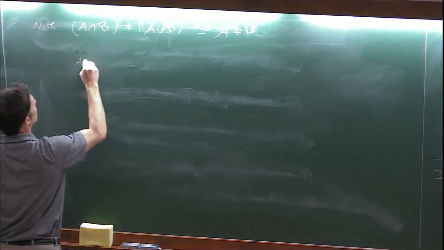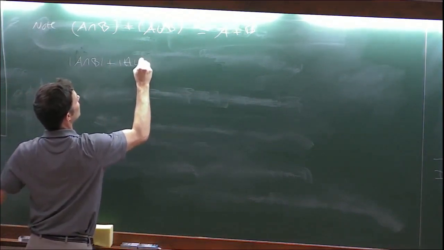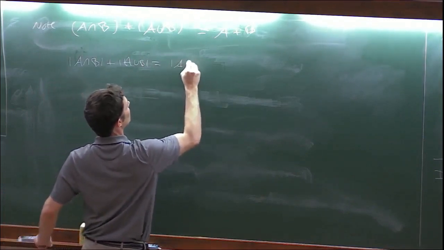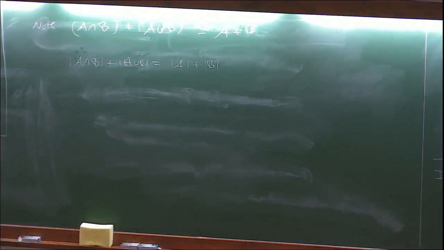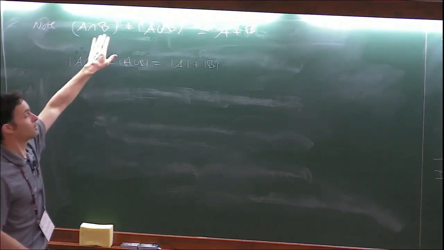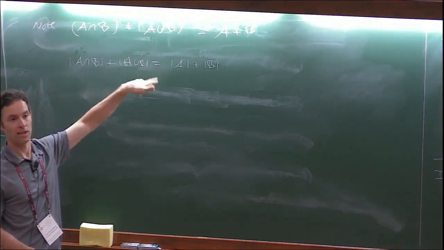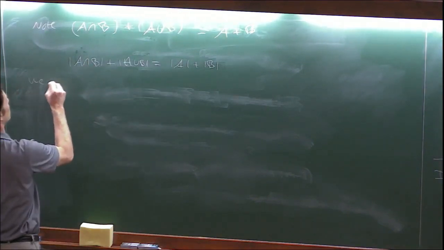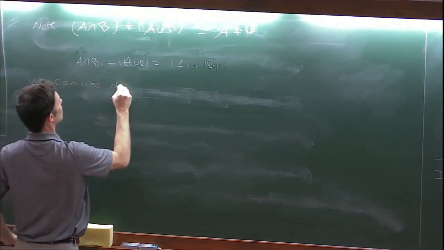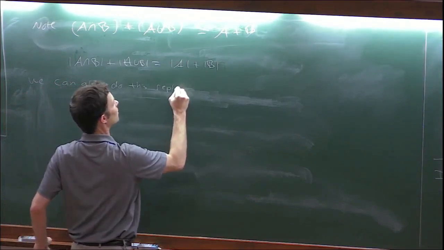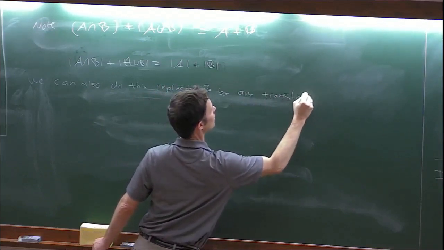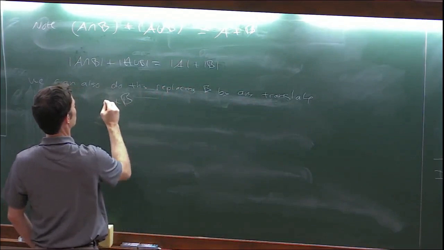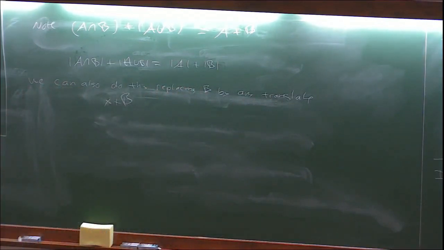And the cardinality by inclusion and exclusion is the same. And of course, we can do this with any translate of B. Everything is translation invariant, so we could always replace B with any translate and do the same trick afterwards, and we'd have the same thing coming up afterwards. Won't change anything. So here's our sneaky idea.